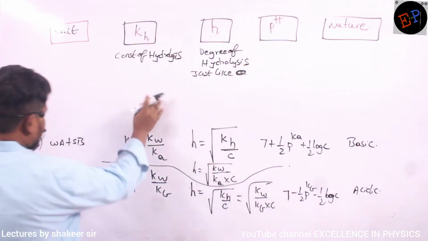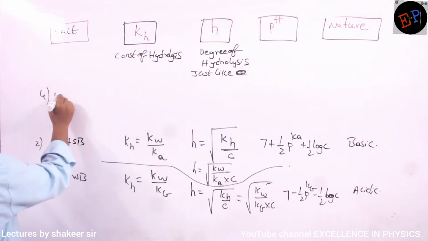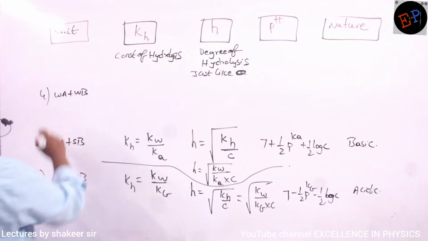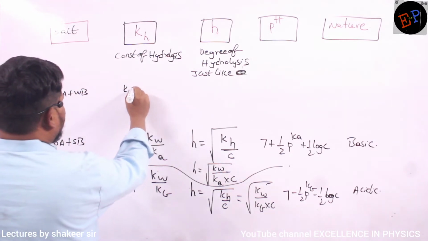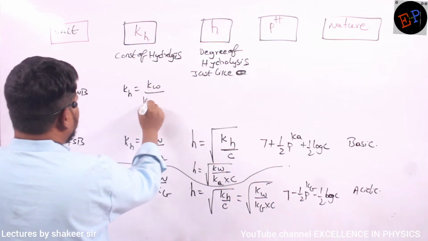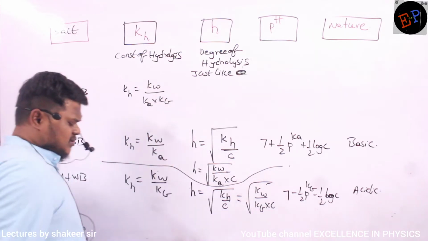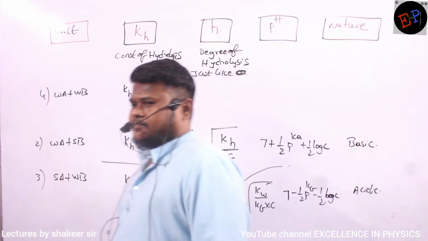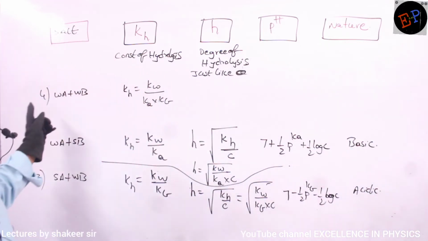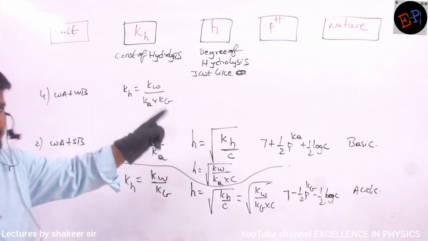Similarly, we will study the fourth type of salt. What is the fourth type of salt? The salt made up of weak acid plus weak base. So here, what is the formula for Kh? Kh is equal to Kw divided by Ka multiplied by Kb. Both of them I have to include. Why am I including both Ka and Kb? Because both are weak, no? Acid is weak, base is also weak.